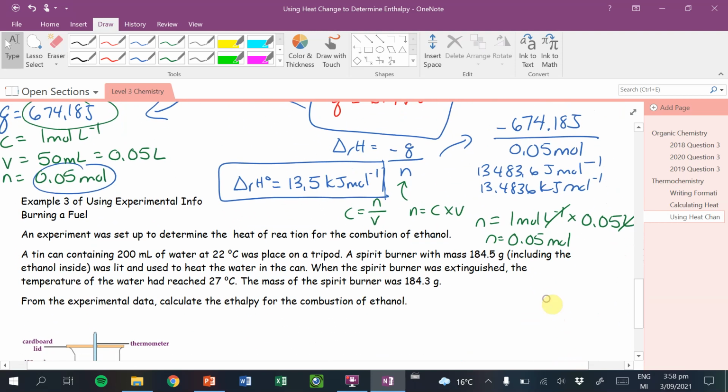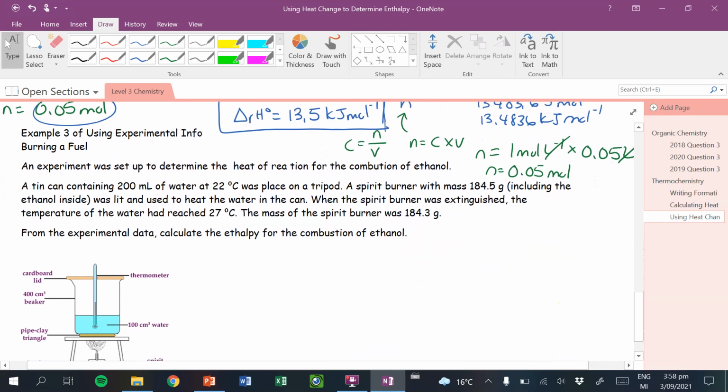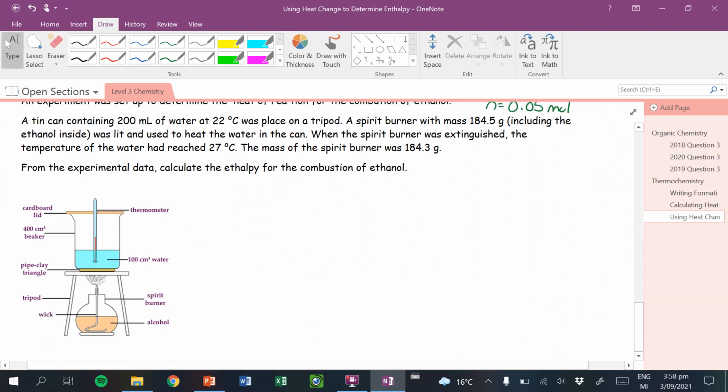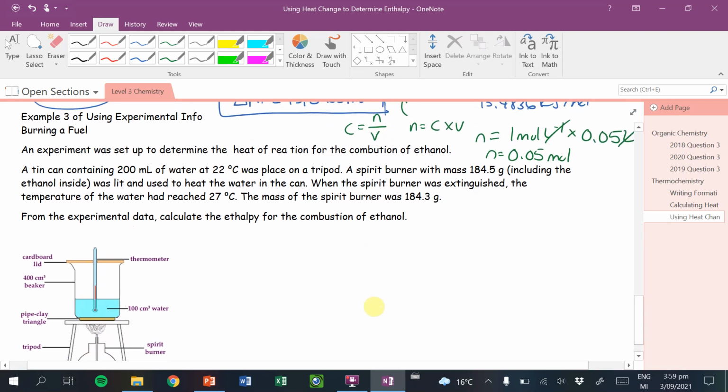All right, this last one is probably my favorite one because I think it is a really good example of how you need to really read carefully. So this is one you haven't seen before. In this example, we have alcohol that we are burning. That's releasing heat energy, and we're measuring the temperature change of the water. They then want you to backtrack and figure out what is the enthalpy of combustion of that alcohol. So that's what you're working with.